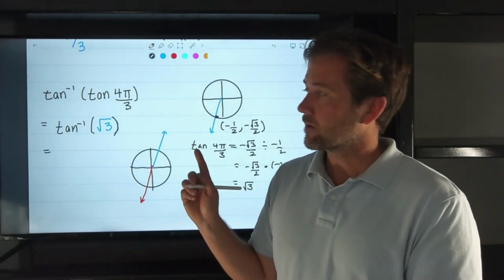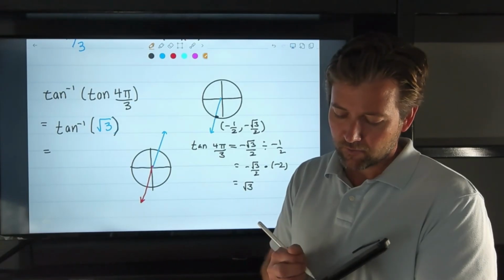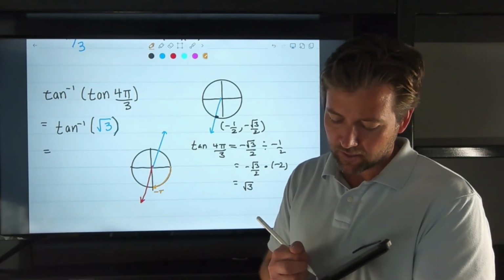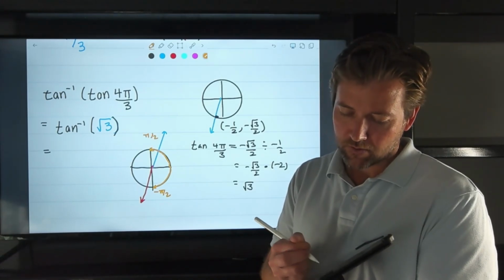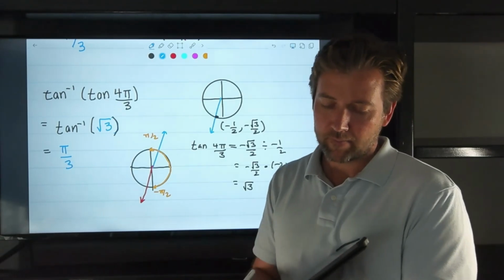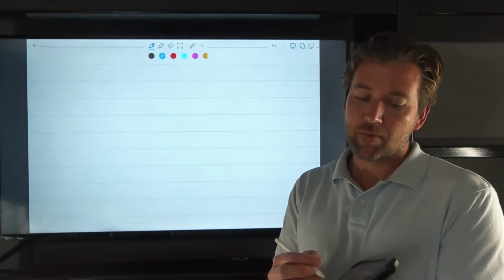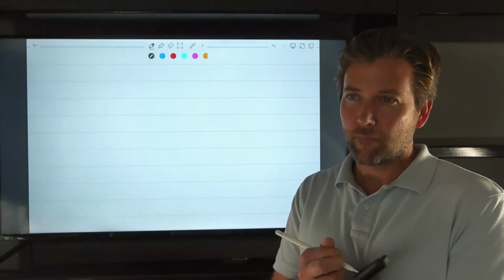Now, the arc tangent will output the angles in the fourth and first quadrant, more specifically between negative pi over 2 and positive pi over 2. So this answer is pi over 3. All right, there's one more type of problem that I forgot about that we need to go over as well.